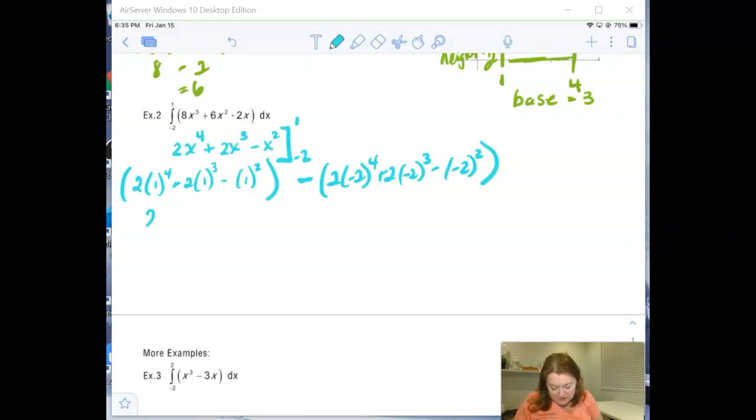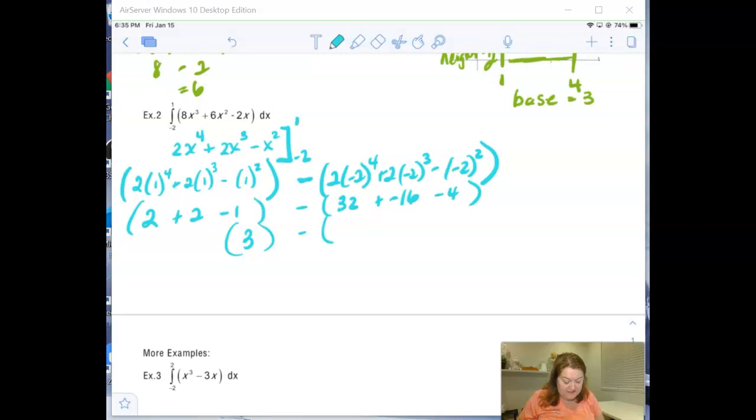So this one's just going to be 2 plus 2 minus 1. And then over here, a negative 2 to the 4th power is 16, so this is 32. A negative 2 to the 3rd power is negative 8, so this is minus 16. And a negative 2 squared is a 4, so that's a minus 4. So it looks like over here we've got 3, and over here we've got 16 minus 4 is a 12. And this time our answer happens to be a negative 9.